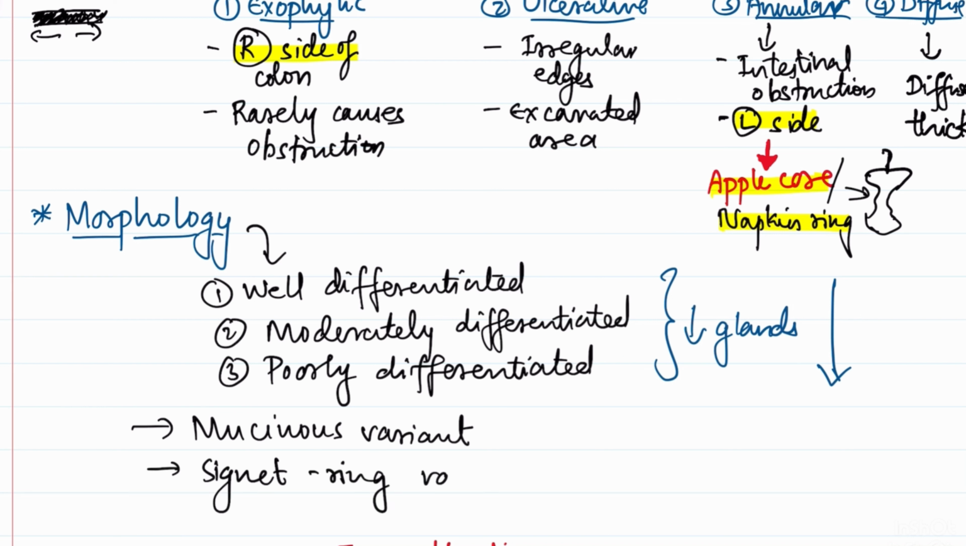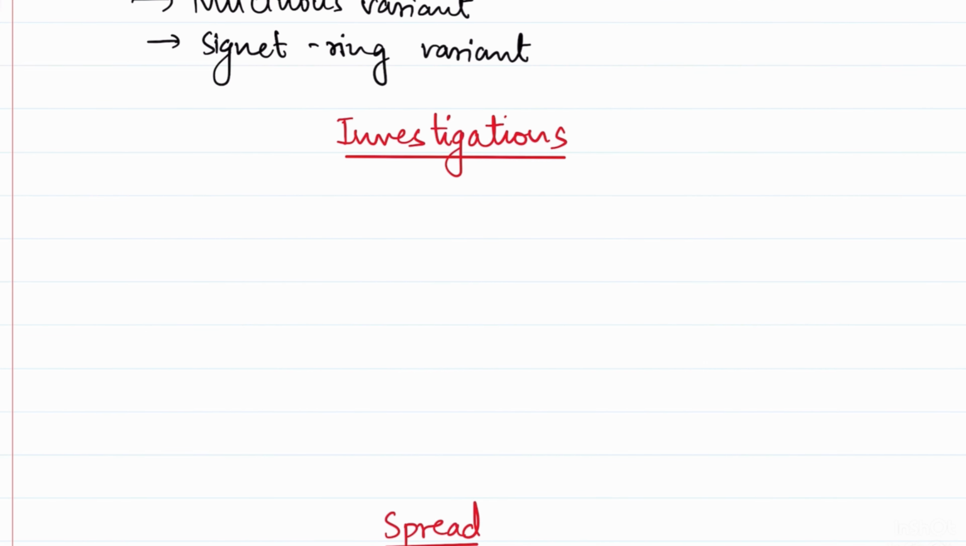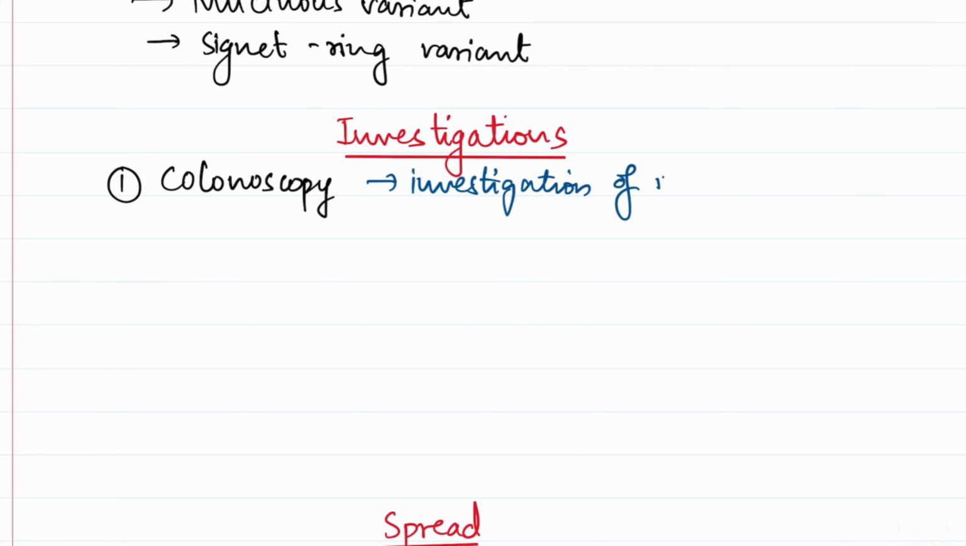Secondly, there could be a signet ring variant where there will be signet ring cells. Now moving on to the investigations. So it's a cancer and we need to take a biopsy, right? So we usually go for biopsy. Definitely we are going to go for an endoscopy for the GI tract. The endoscopy in the colon is known as colonoscopy. Colonoscopy is the investigation of choice.